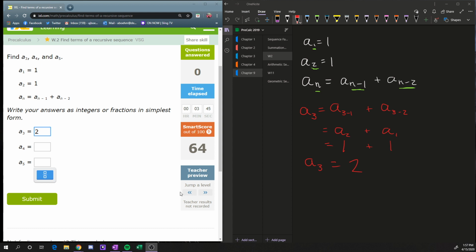Where did I get the 3? I got the 3 because we're trying to find the third term. Right, so we're trying to find A3, A4, and A5. So I picked A3 first, and that's where the 3 came from.